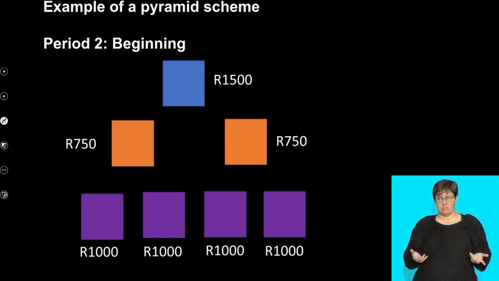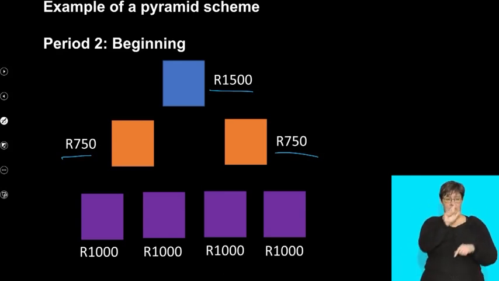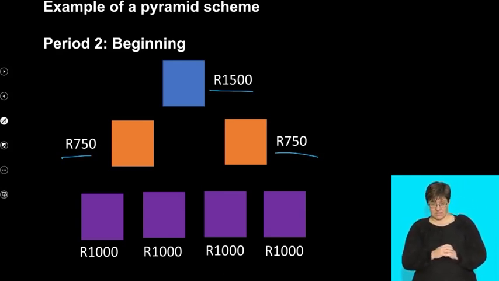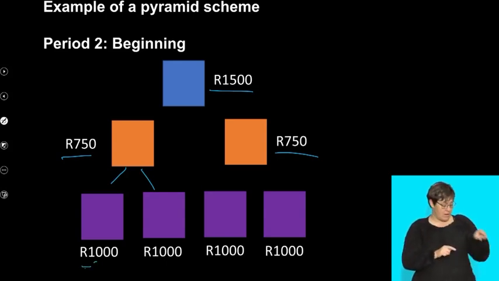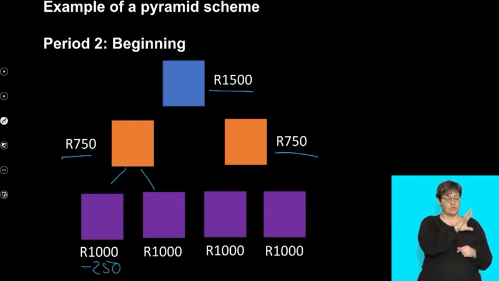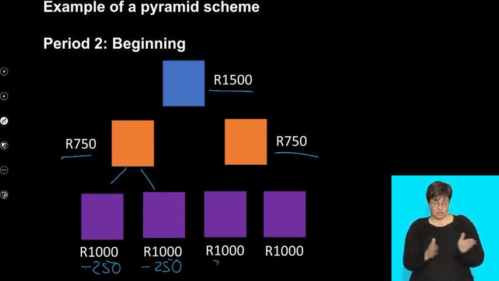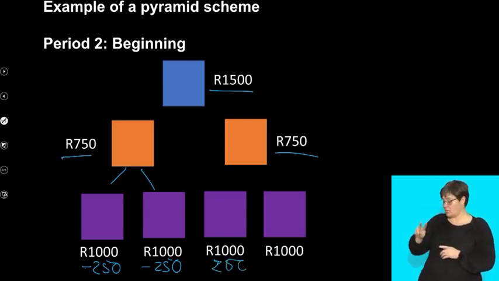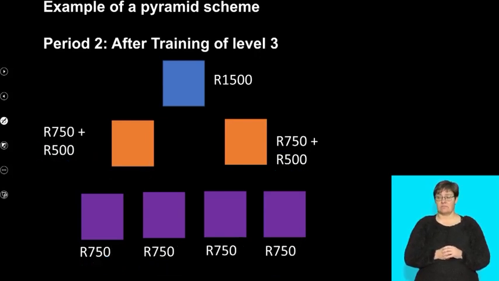Then, at the beginning of period 2, which means month 2, the initial person is still sitting on 1,500. The 2 people that were recruited are sitting on 750. And remember how this goes: each person must recruit 2 people. So this person will need to give off 250 of the amount, and this one will need to give 250, after training, that is. This one must give 250, this person as well, and lastly, this person must also give 250 of their amount.